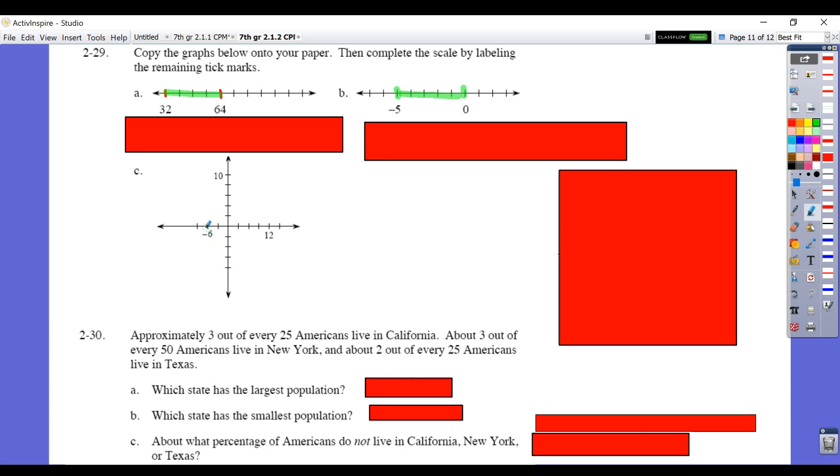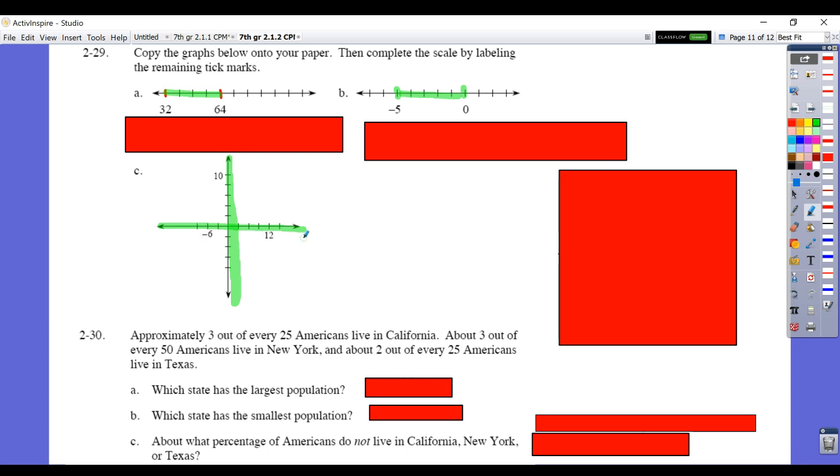Now for part C, keep in mind that the vertical scale is different than the horizontal scale. Vertically, this is 0, and you've got a line, line, line, line, 10. So you've got a difference here of 10. Count the spaces down to 0, which tells you what you're going by vertically, up and down. Horizontally, a little bit different. You've got 1, 2, 3, 4 spaces to get you to 12 from 0. So again, what are you going by horizontally? Fill in the missing parts.